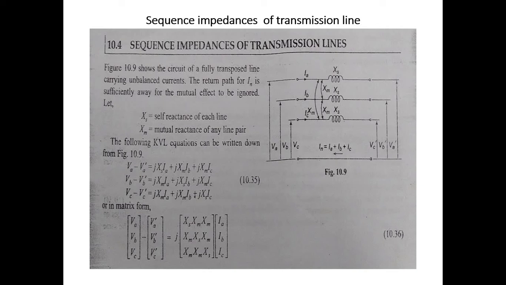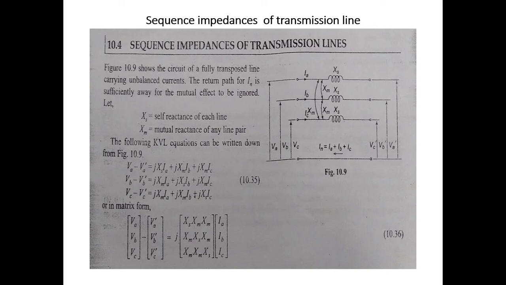Whereas the neutral wire is sufficiently spaced from the main lines, line A, line B and line C, in such a way that we can neglect the mutual reactance between lines A, B, C and the neutral line. The current flowing through the neutral line is given by the formula IN is equal to IA plus IB plus IC.